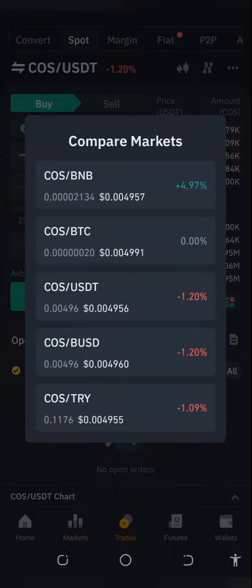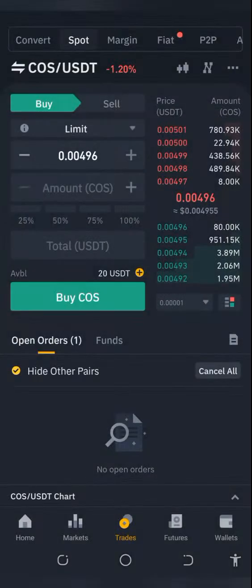And as you can see here, we're looking at COS BNB, COS BTC. It looks like most of all these prices are the same, but just for the sake of practicing this, let's just choose one of them. I think the smallest one here is COS USDT. All right, so COS USDT happens to be the smallest coin. Now, this is just an example.